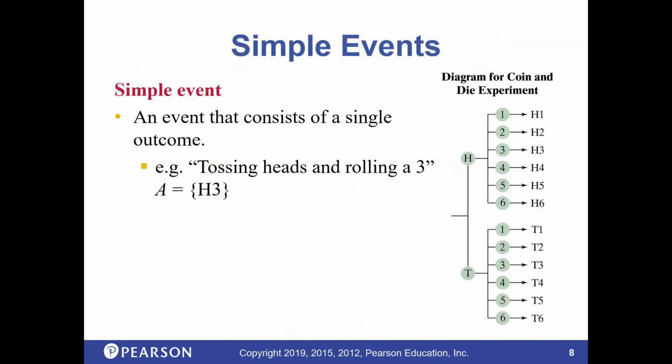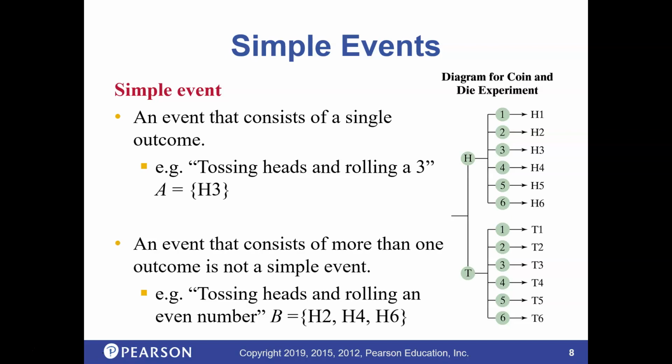Okay, here's another example of the tree diagram. I toss a coin and I roll a die. So now there's going to be 12 possible outcomes, 2 times 6. Right? So the simple event is 1 outcome. So I toss a head, I toss a coin, and then another simple event would be rolling a die. But if I have both of these happening, both events, that's no longer a simple event.